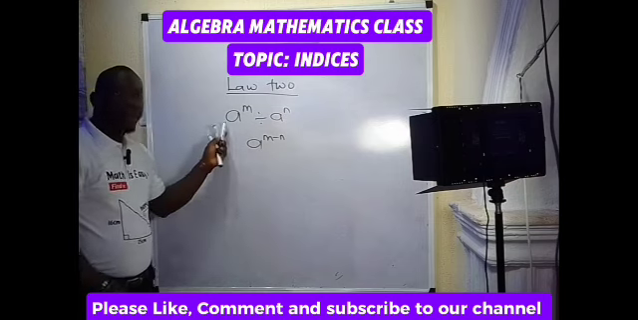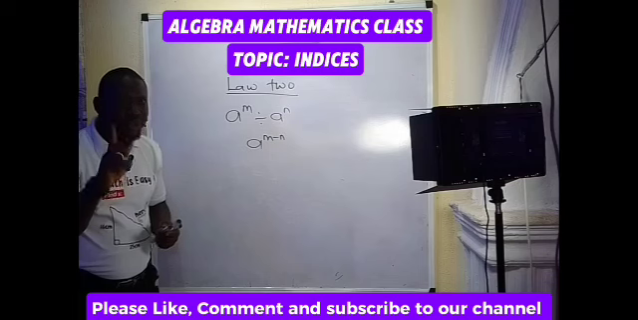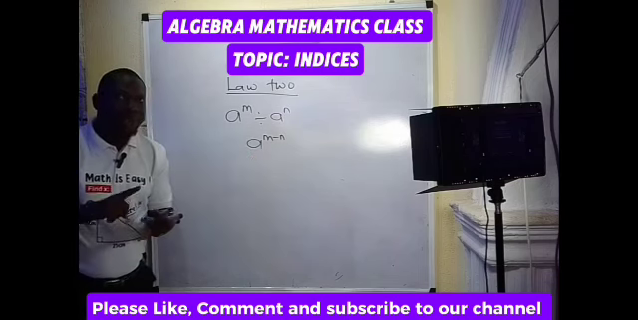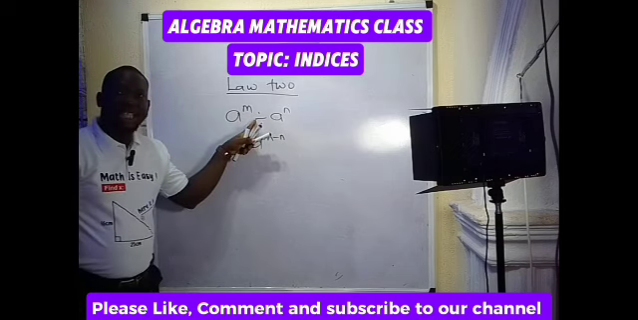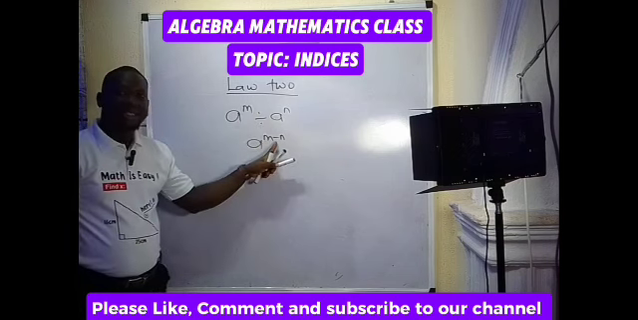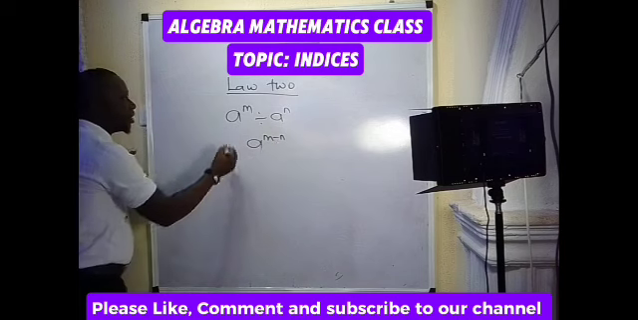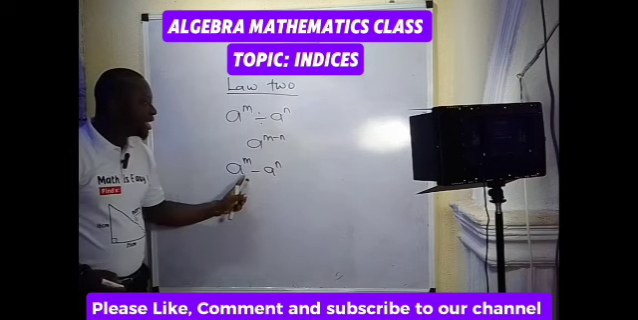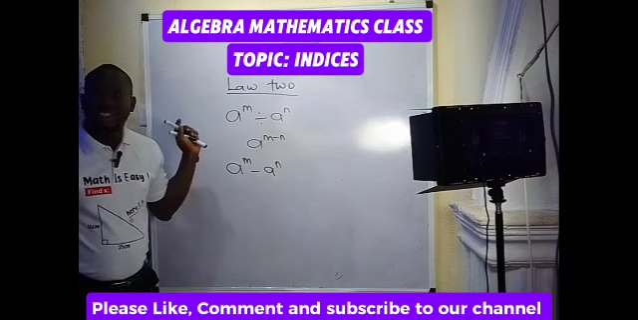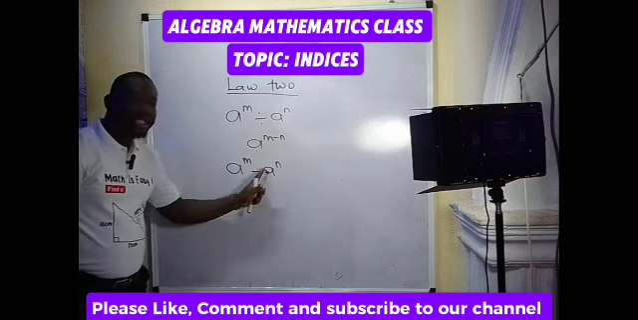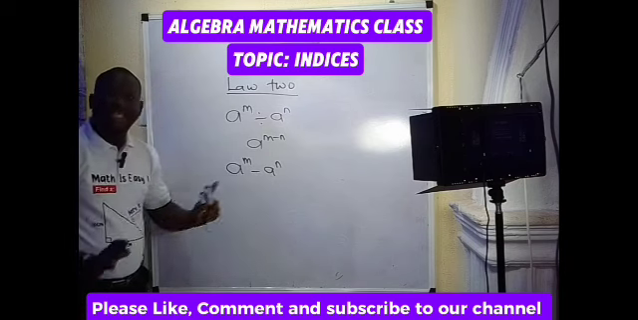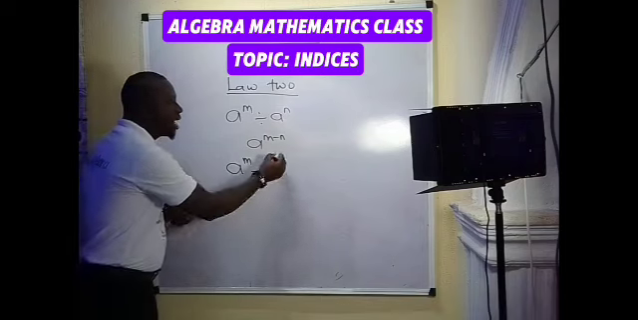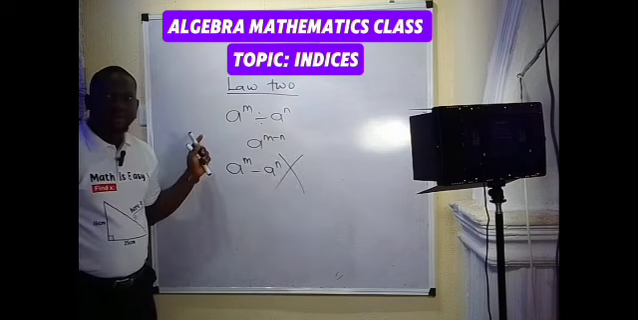For you to apply this law, it must satisfy these 2 conditions. 1, the 2 base must be the same. That's number 1. Then number 2, there must be division sign here for it to turn to negative sign. Meaning, if I have something like this, a raised to power n minus a raised to power n, there is no way I can apply indices law. Even though the 2 bases here are the same, what I have is subtraction sign, not division sign. So I cannot apply the law of indices here.